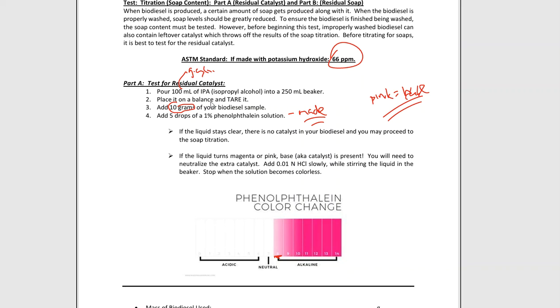So there should not be any KOH or any type of catalyst that is going to be left over. And remember, KOH was our catalyst that we used. Methanol was the reagent. KOH was used as a catalyst to get this reaction to go forward a little bit better. So that's what we're making sure of. We don't want this to turn basic. We don't want this to turn pink. And if it does, then we need to fix that before we go further.